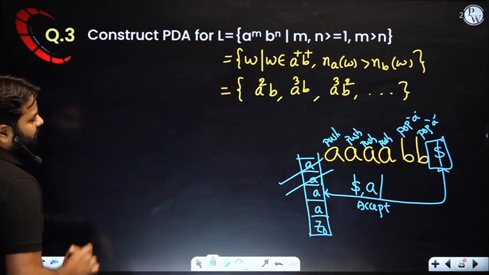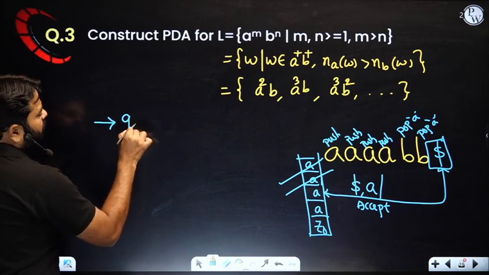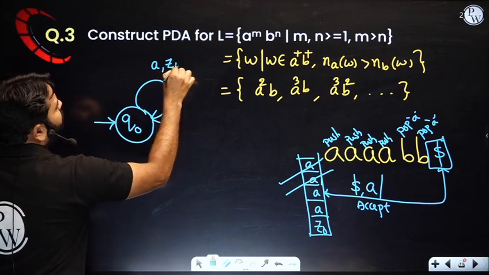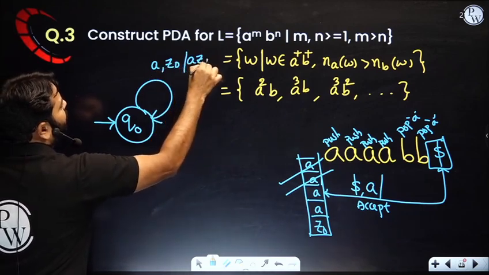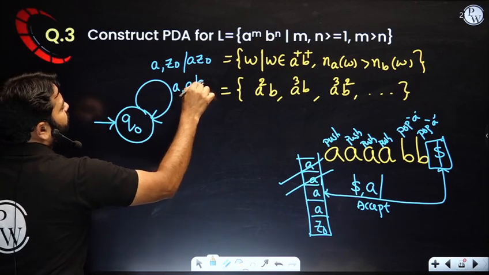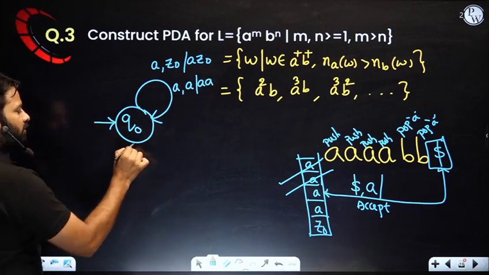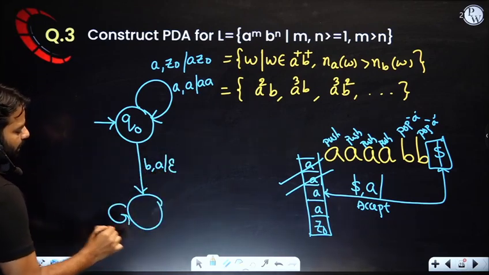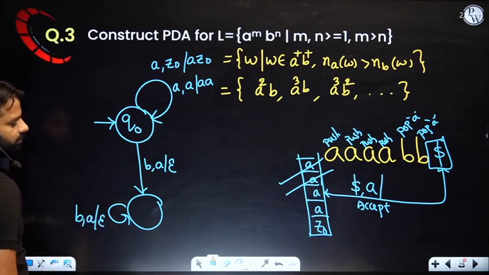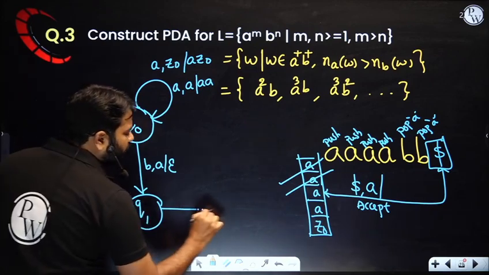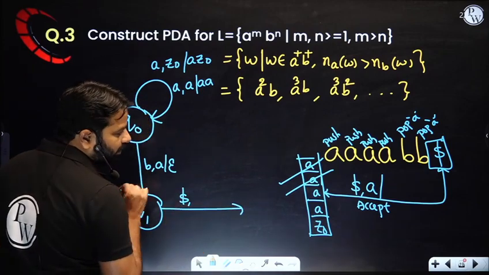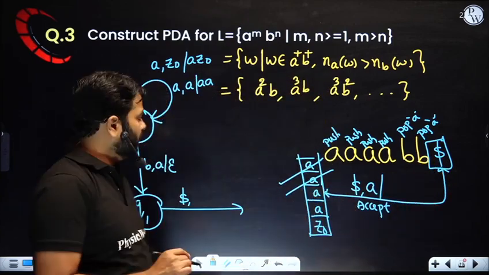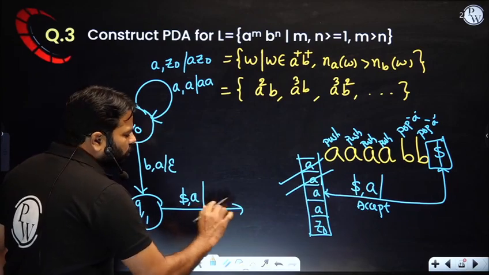So let me design the machine for you. Q naught, you have two transitions. One for A comma Z naught, that's push it. Another combination for A comma A. When B comma A comes, you just pop it. As long as you see the B's, you keep popping. When the end of the input comes, that's the critical point for us now. Whenever the end of the input comes, the top of the stack must be A.